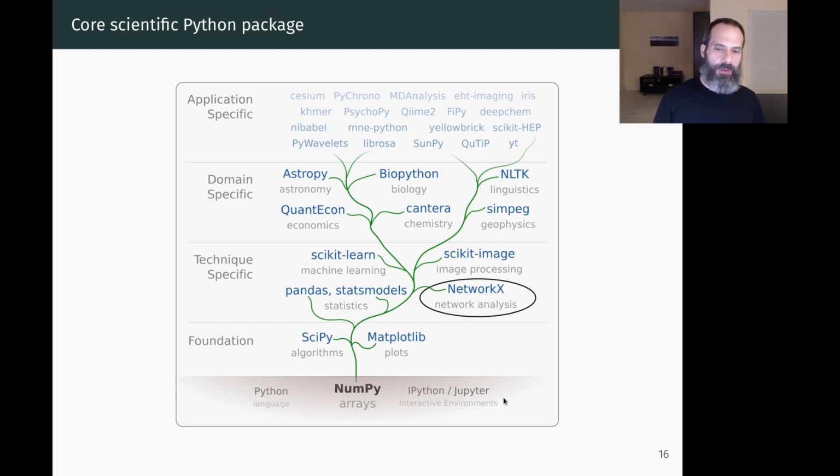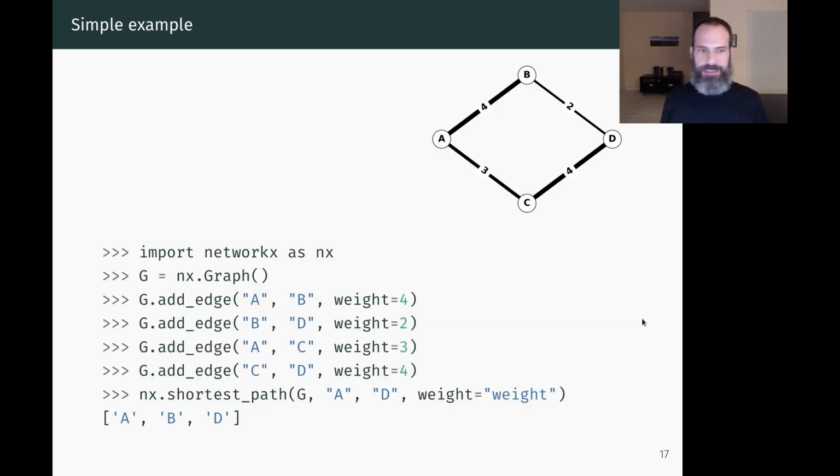Okay, so NetworkX is one of the technique-specific libraries in the scientific Python ecosystem, along with scikit-learn, scikit-image, statsmodels, and pandas. Just in the layer above SciPy, Matplotlib, and NumPy. It's used by many of the application and domain-specific libraries above it, AstroPy, BioPython, and so on. Scikit-image also imports NetworkX and uses it for region adjacency graphs for image processing. Before I go further, I just want to give you a simple example.